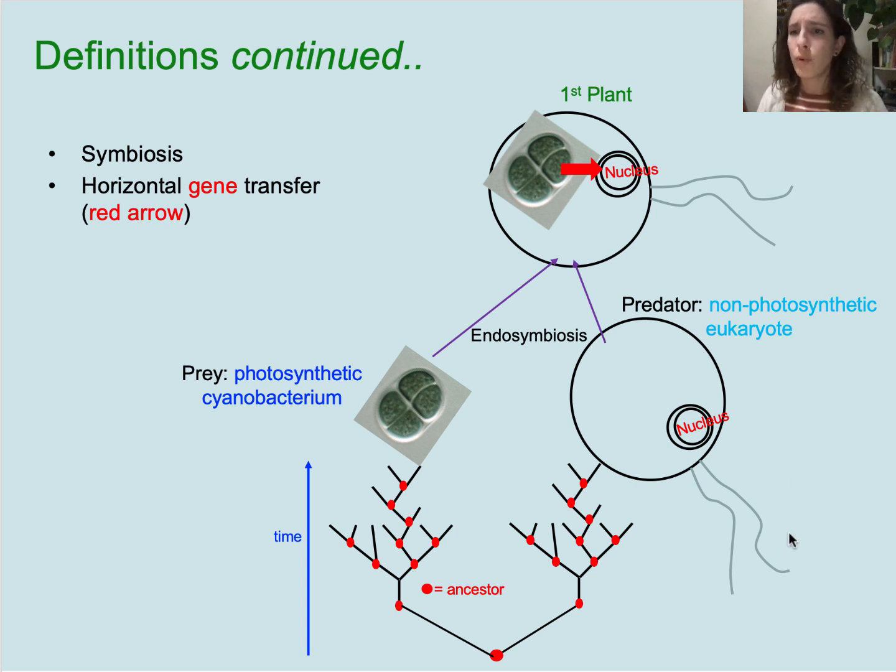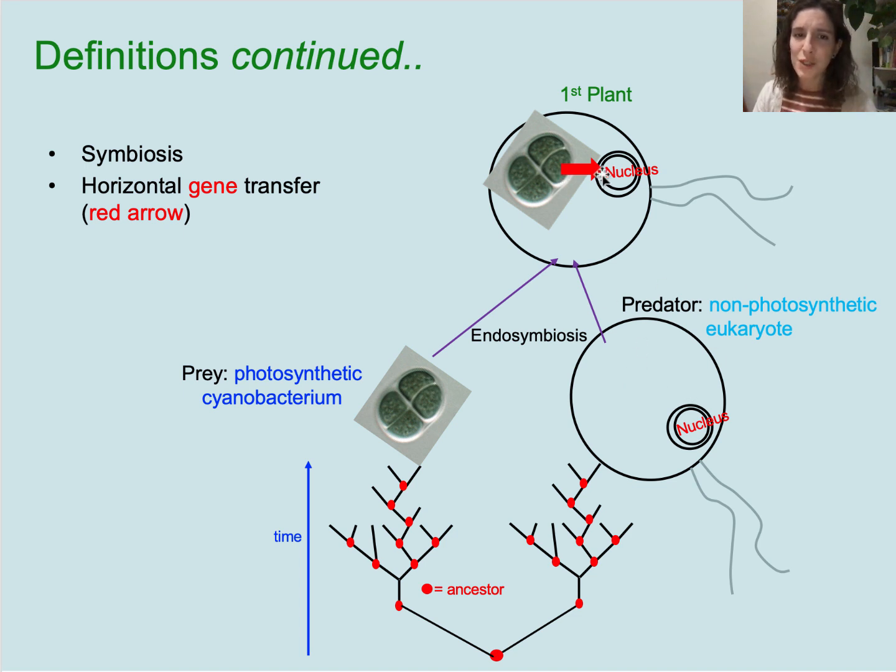Well, at some point, what might have happened was the cyanobacterium lived on inside of its predator. The prey here was not digested. Instead, it just persisted living inside of the animal that ate it. This, in theory, was the first plant. But it was more than just living inside.